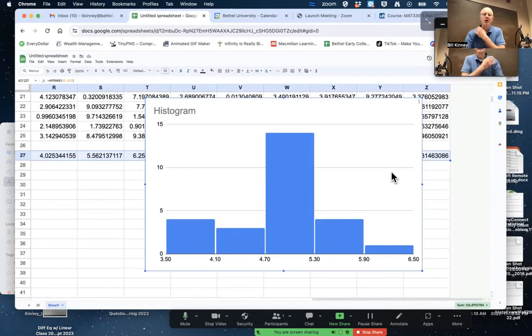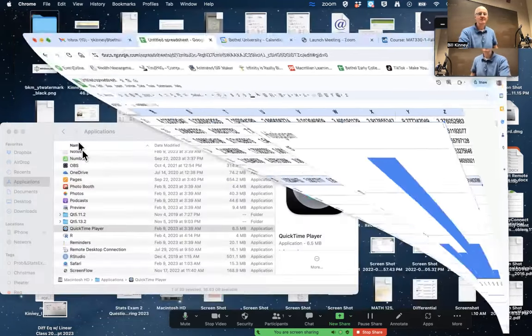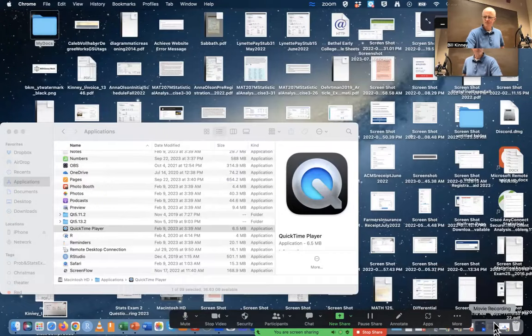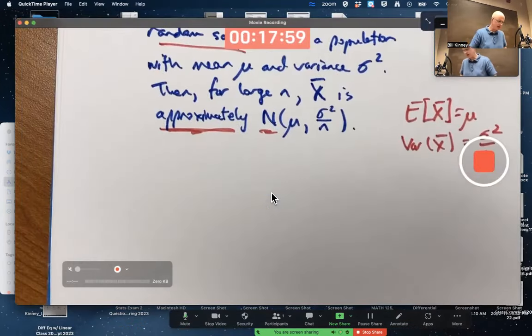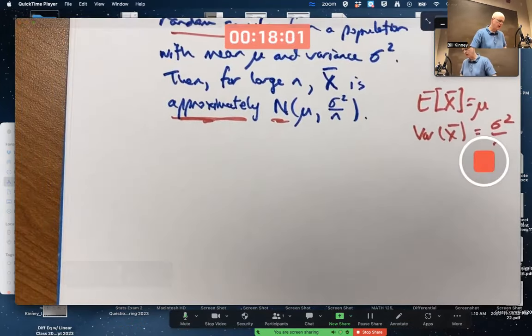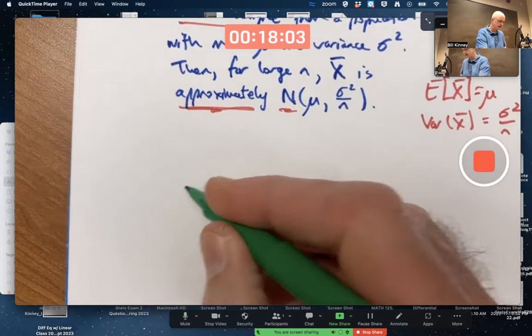Not super close to looking normal. It's because I only have 26 values of x bar here. Again, if I had hundreds of them, it probably would look more normal. Certainly centered close to 5. What's the standard deviation? We should probably figure that out. So I'm sampling from a uniform distribution.